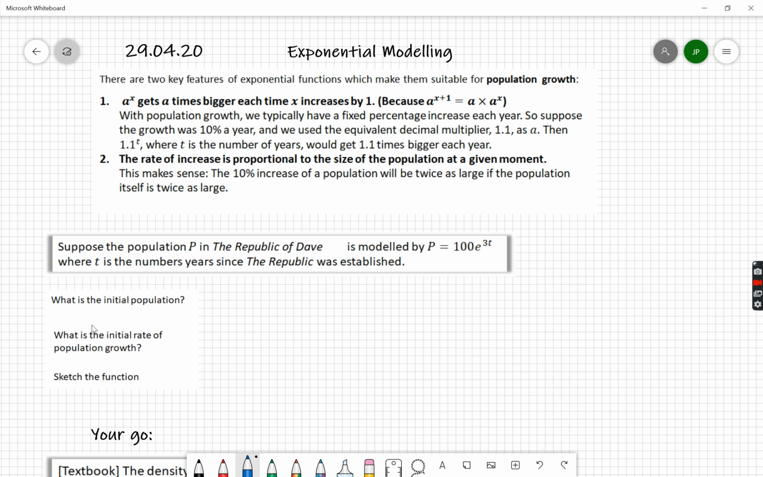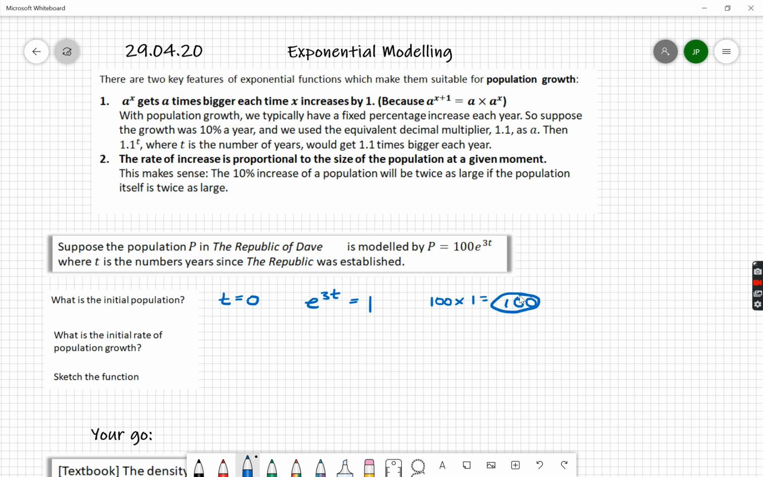Well, the initial population, you will always be asked about initial parts or starting values. That is always going to be when t equals 0, or whatever variable they've used for the power. Because when t equals 0, e to the 3t is obviously going to equal 1, because we'll have e to the 0. So we're left with 100 times 1, so we will have an initial population of 100. Really important: whenever they ask for initial population, initial value, starting value, whatever that is, you make your power equal to 0, whatever that variable is.